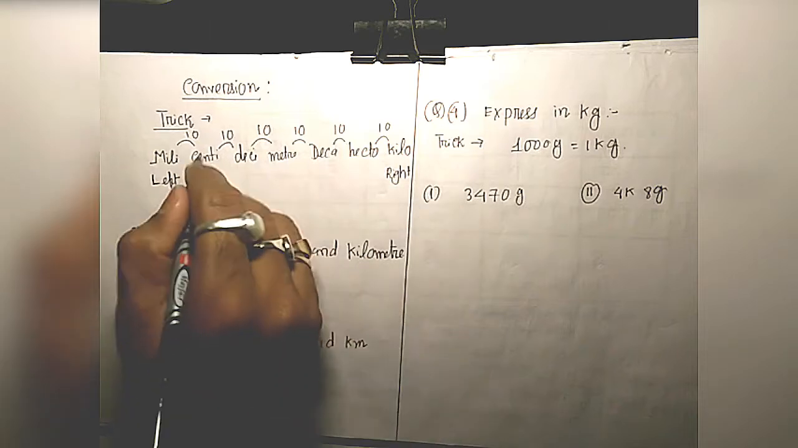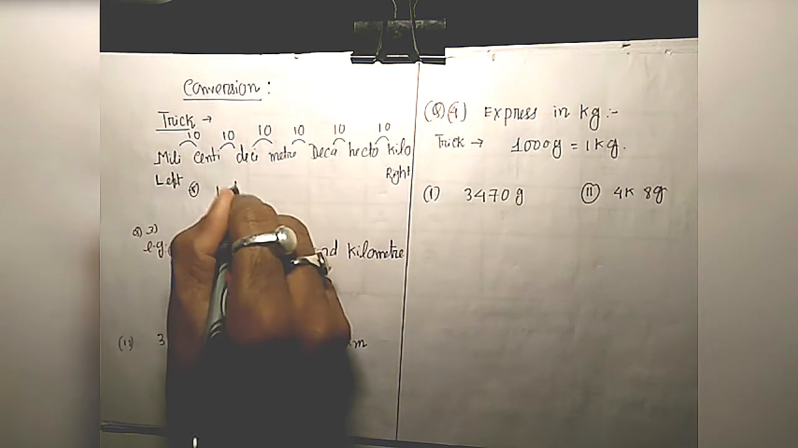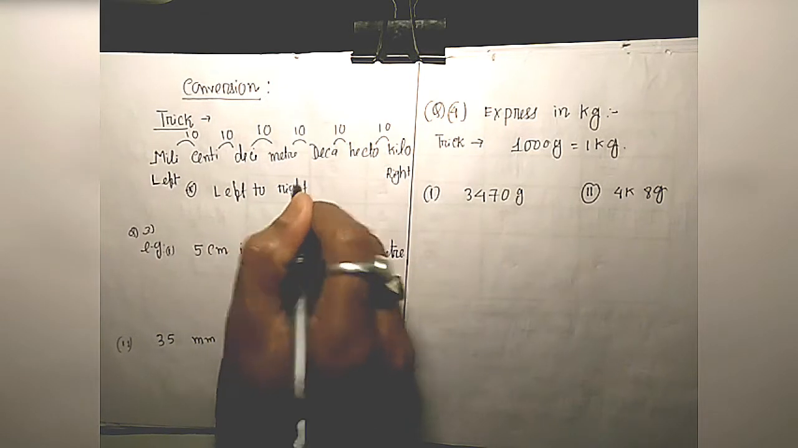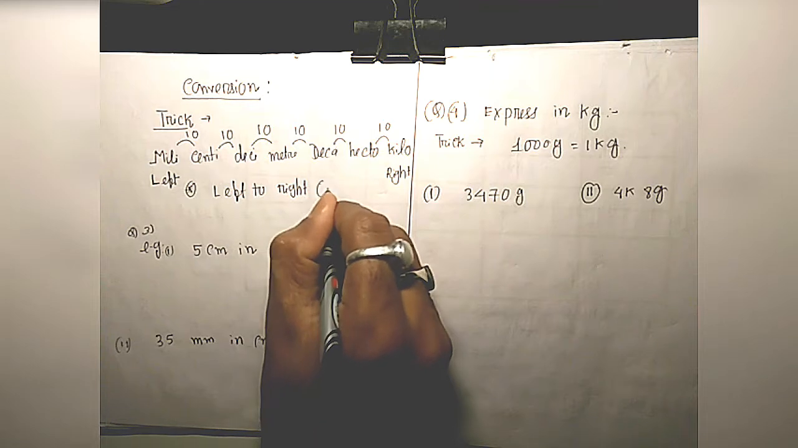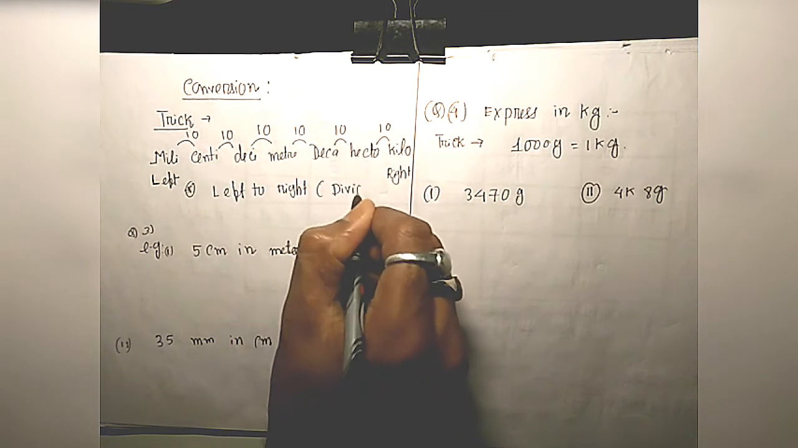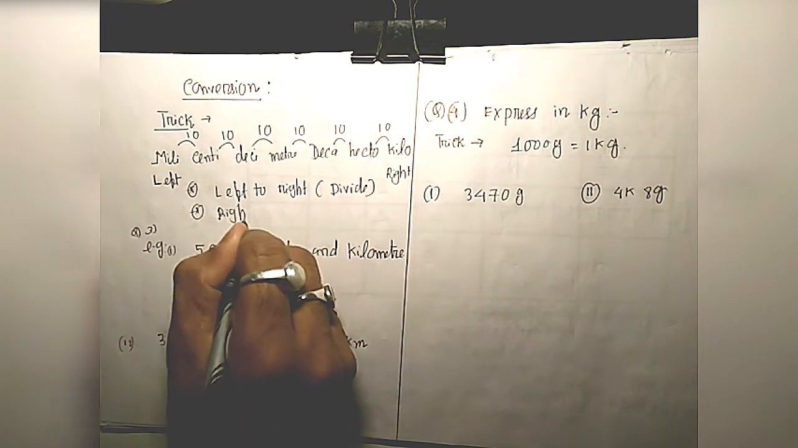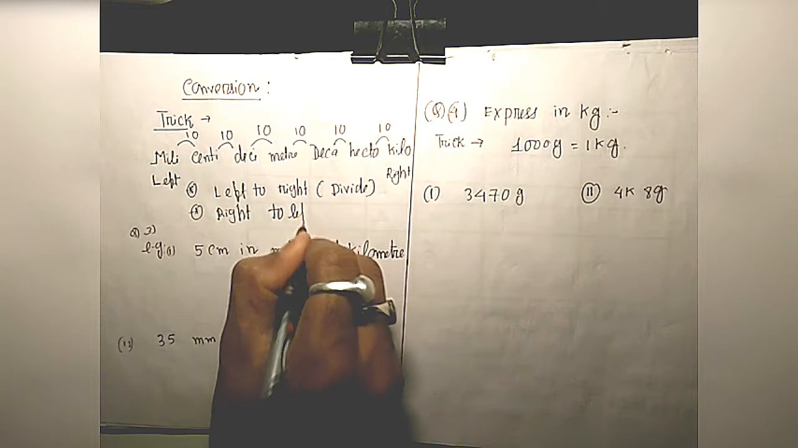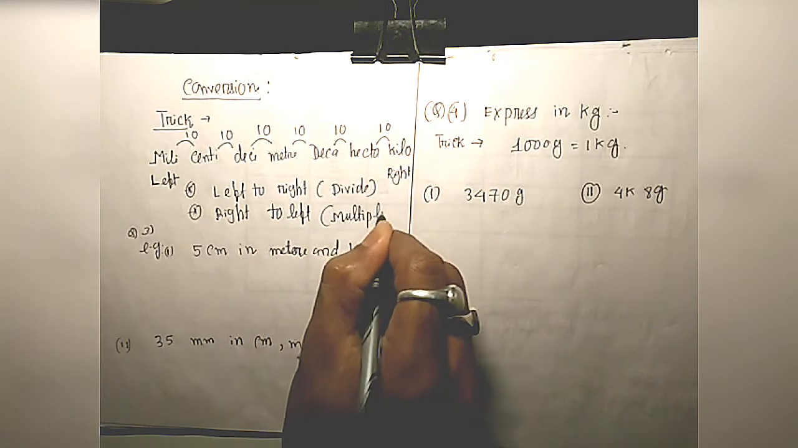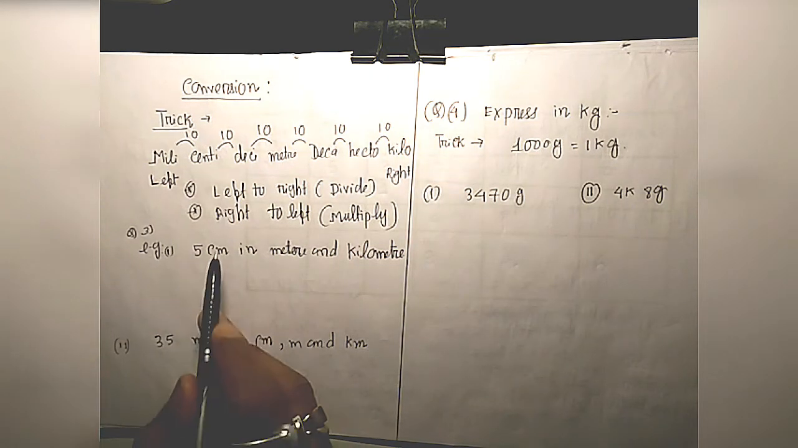So we should write milli on the left and kilo on the right. So what is trick number 1? When we convert from left to right, we should divide. When we convert from right to left, we should multiply. So these are the two important tricks you should remember.